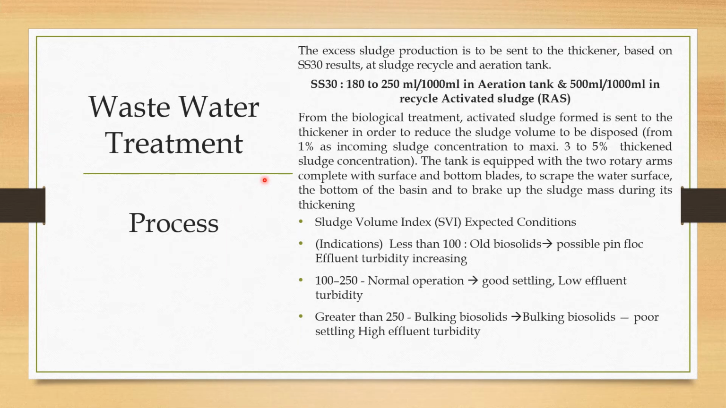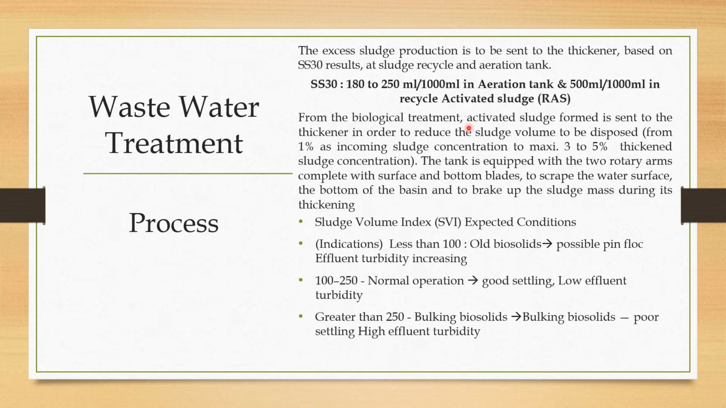Now we can see the process. The excess sludge is to be sent to the thickener based on the SS30 result and sludge recycle result from the aeration tank and from the clarifier. Samples are collected from the aeration tank and from the clarifier. The SS30 in the aeration tank should be 180 to 250 ml in 1000 ml, and in the clarifier RAS it should be 500 ml in 1000 ml.